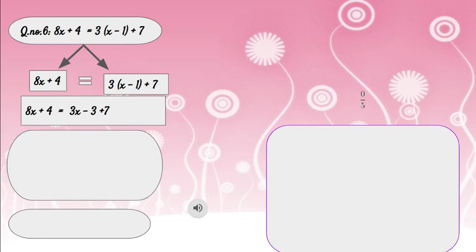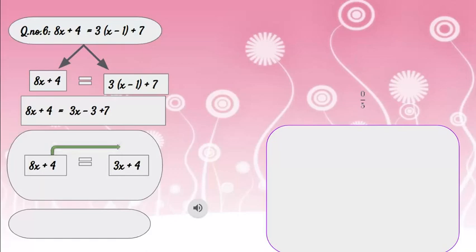Minus 3 plus 7 that is equal to 4. Different sign subtraction, 7 minus 3, 4. So we got 8x plus 4 is equal to 3x plus 4. Now from left side plus 4 will shift right side as minus 4. Then from right side 3x take left side as minus 3x. So we got 8x minus 3x is equal to 4 minus 4.